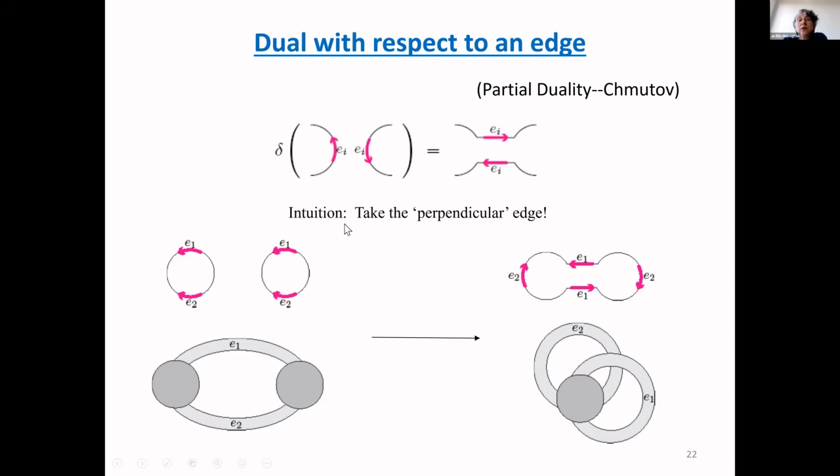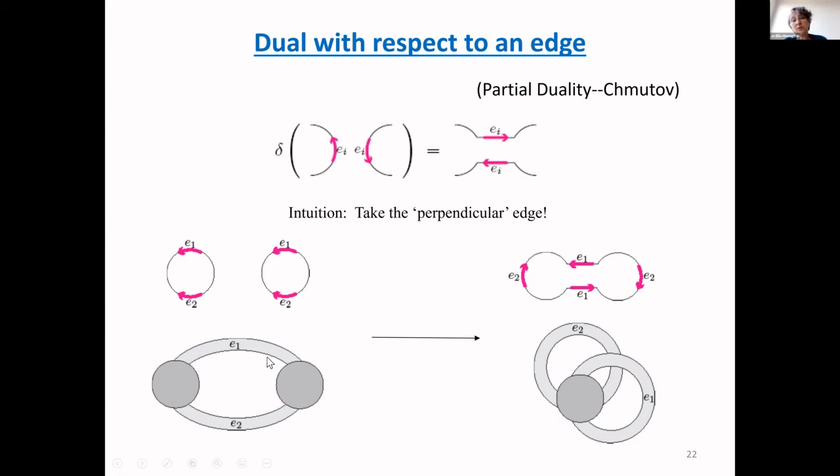So the intuition here for taking the dual with respect to an edge is, when we take the dual for the whole graph, it's kind of like you're taking a perpendicular edge, you're replacing an edge by an edge perpendicular to it. And that's what we're doing here. Instead of this edge where you connect the ribbons across this way, we're going to want to connect them going up and down. So you merge the two vertices and put the dual edge now going up and down.